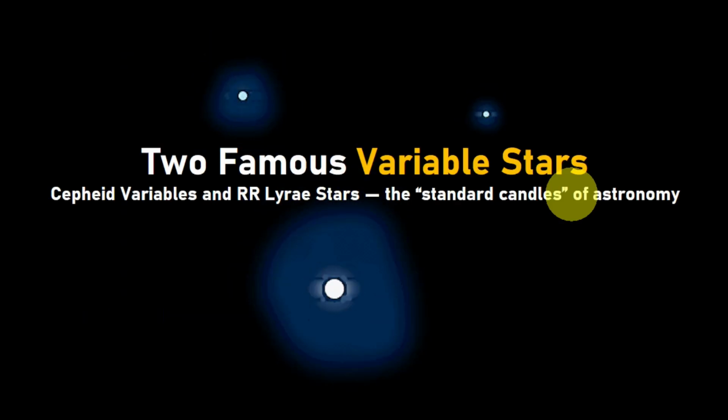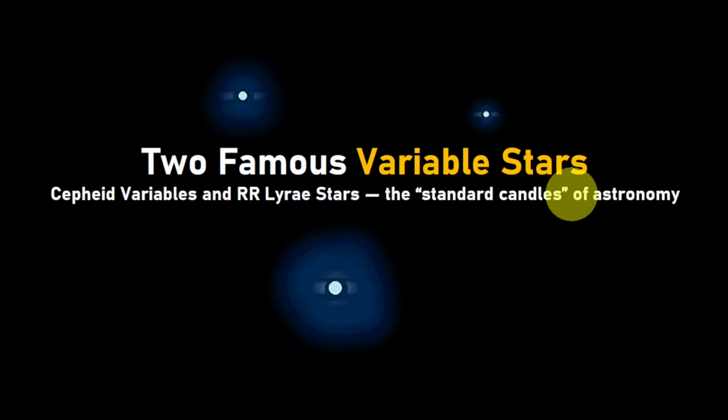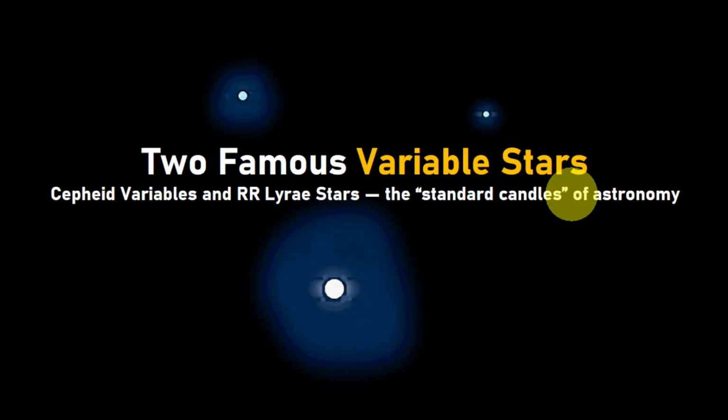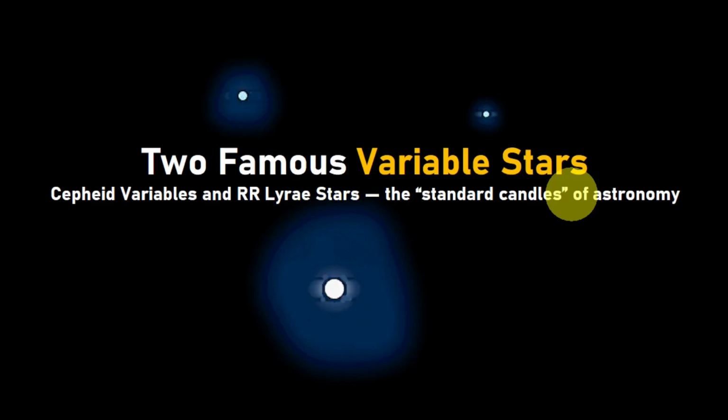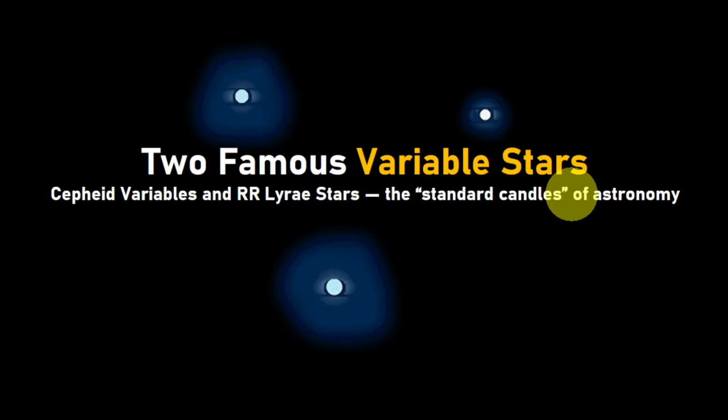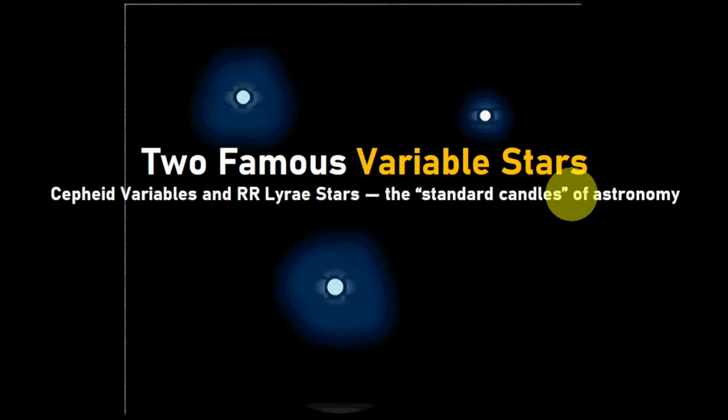Today we are going to be discussing two famous variable stars, and those two famous variable stars are Cepheid variables and RR Lyrae stars. Those are the two standard candles, I mean the most famous standard candles we have in astronomy.